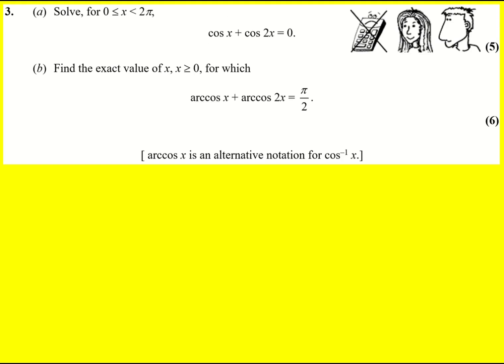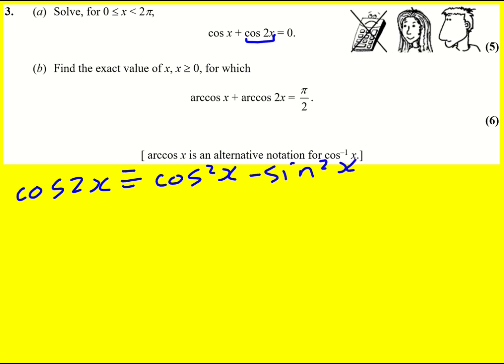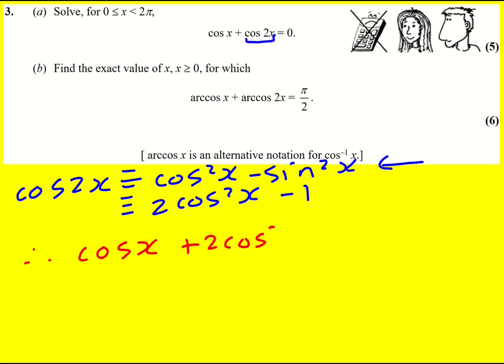To solve this equation, I'm going to need to sort out some double angle formulae. So cos 2x is cos squared x minus sine squared x, identical to, in fact. I don't really want to get a sine squared in the equation. What I can do is replace that by 1 minus cos squared. If you can go straight to this, brilliant, but I always start from here and then derive it. So 2 cos squared x minus 1. And therefore, we are aiming to solve cos x plus 2 cos squared x minus 1 equals 0.